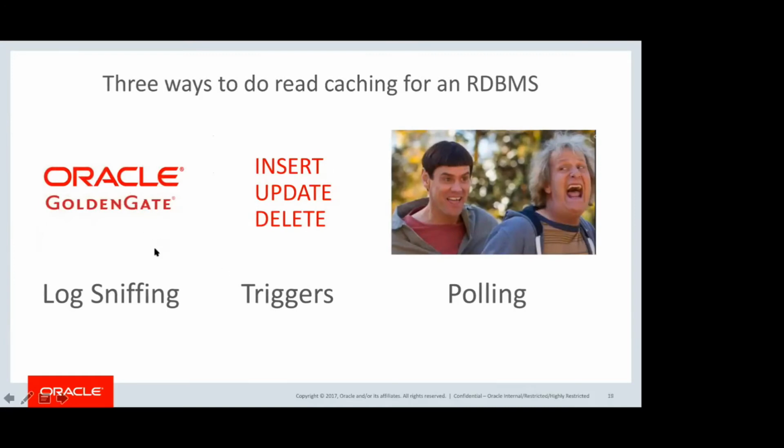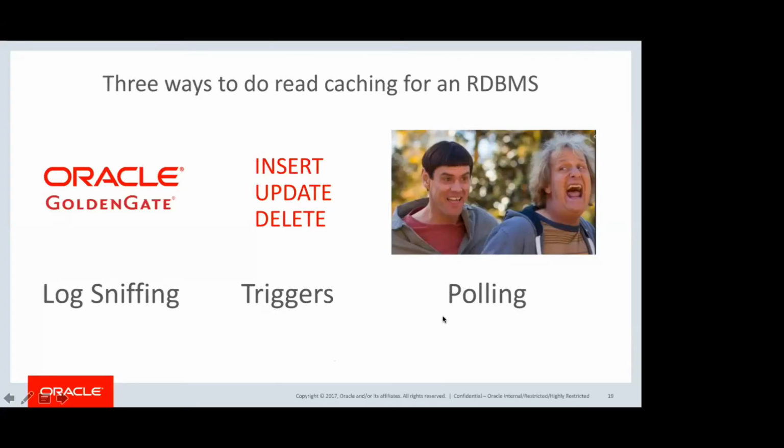Log sniffing has various ways of doing it. I like using Oracle GoldenGate because it not only allows me to get data from an Oracle database, but also a bunch of other databases. Triggers: if you have committed inserts, updates, or deletes, the triggers fire. There are pros and cons of log sniffing and triggers, and we'll go into that.